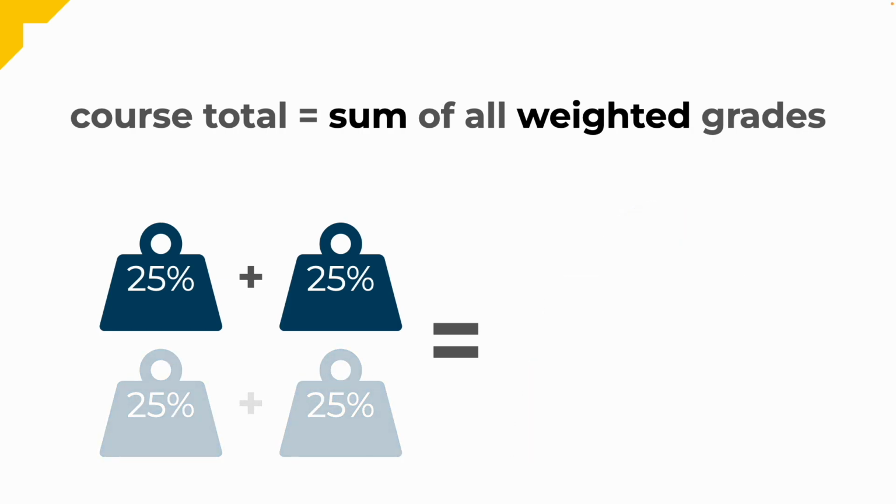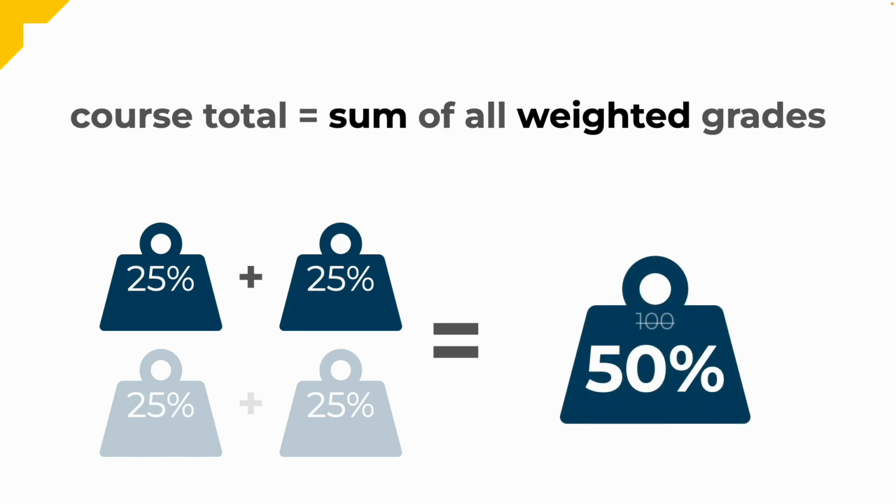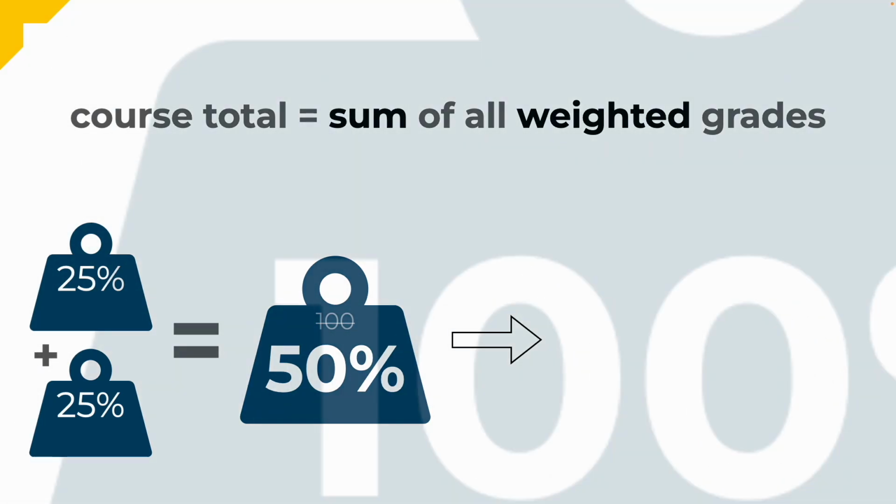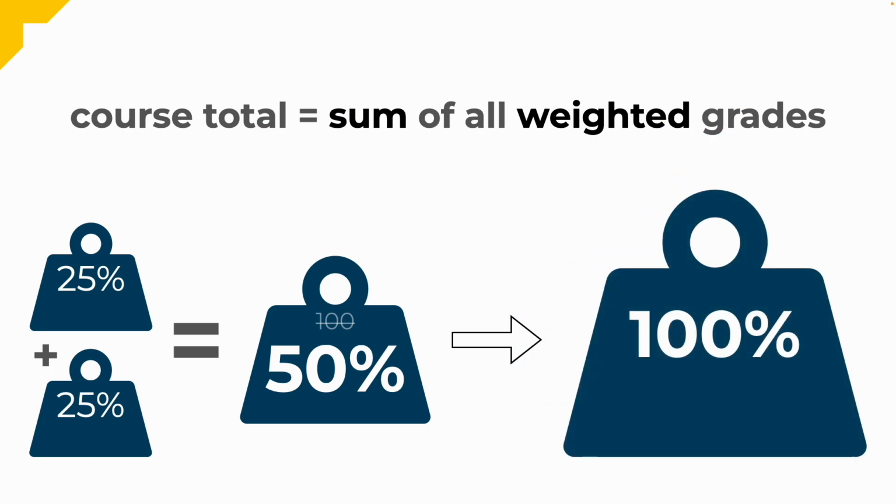It wouldn't make sense for my students to see a grade out of 50%. And that might also lead to some angry emails. So instead, AsULearn will automatically calculate this for you. This gives me a total of 50%. To make sure that my students are seeing an accurate representative grade that reflects their current performance, that grade will then be scaled up to 100%. This simply means that my students are seeing their grade out of 100% instead of 50%. So the course total equals the sum of all weighted grades that have been entered.